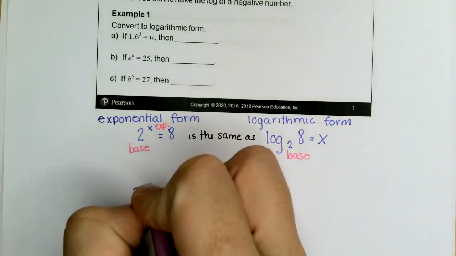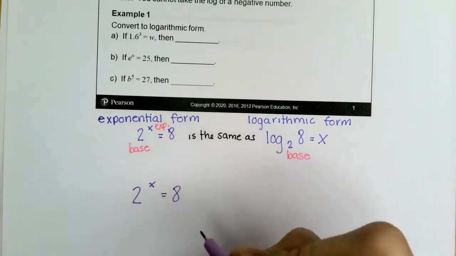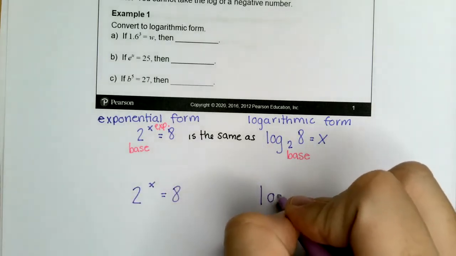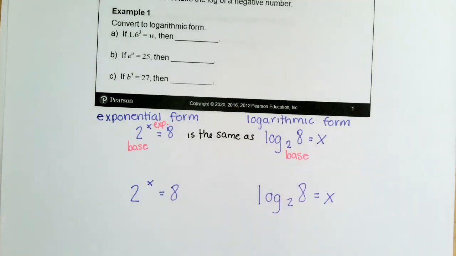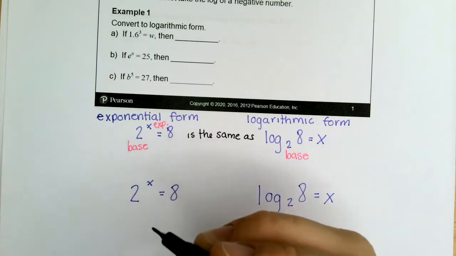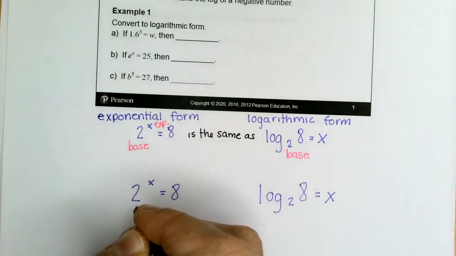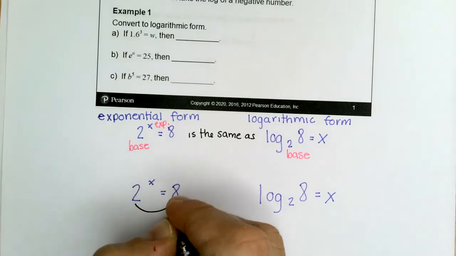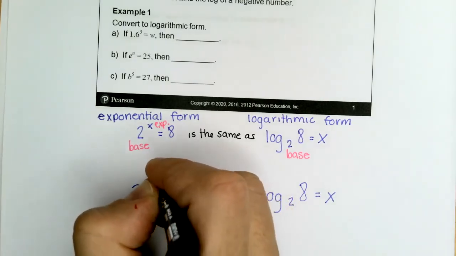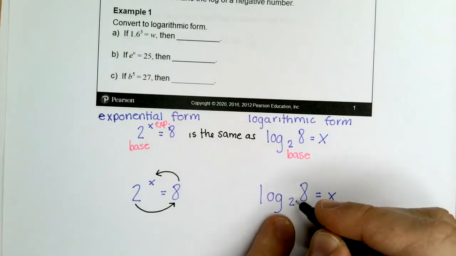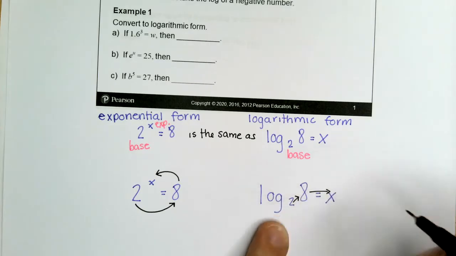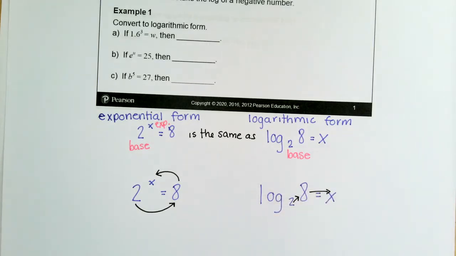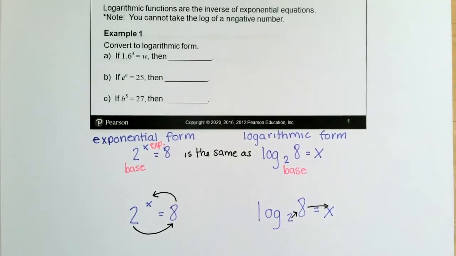One more time. 2 to the power of x equals 8 becomes log 2 of 8 equals x. And what Miss Walters did was start with the base 2 and move in a circle: 2, x, 8, x, 2, 8, x. So we have 3 opportunities up here to practice converting.